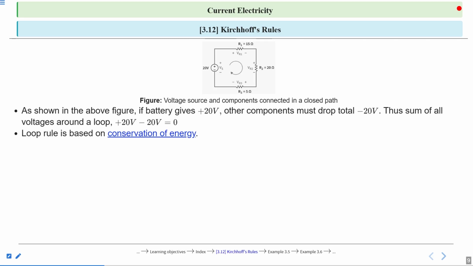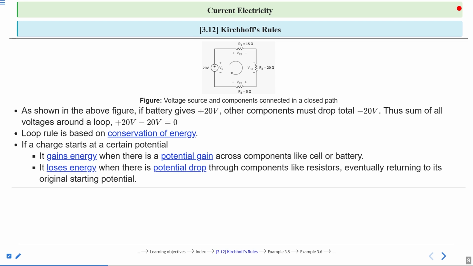So the loop rule is based on conservation of energy. You can remember this is a conceptual question, and it is very important. Kirchhoff's junction rule is based on conservation of charge, and Kirchhoff's voltage law is based on conservation of energy.